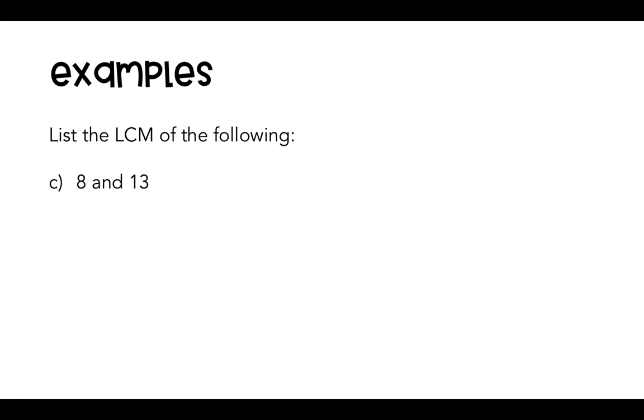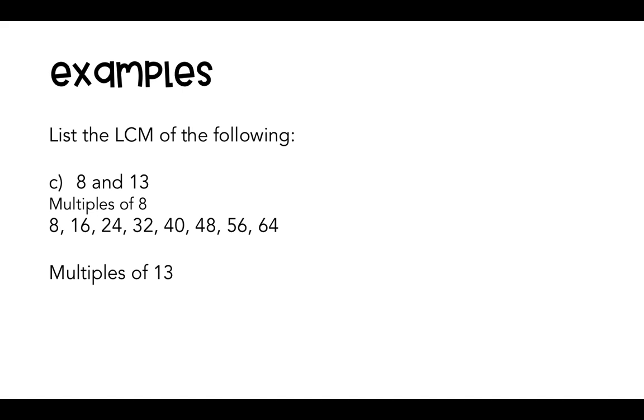So let's find the lowest common multiple of 8 and 13. The multiples of 8 are 8, 16, 24, 32, 40, 48, 56, and 64. And the multiples of 13 are 13, 26, 39, 52, 65, 78, 91, and 104. Now, if we look for the common multiples here, you might notice that there are no common multiples in these 8 numbers that we've written out so far.